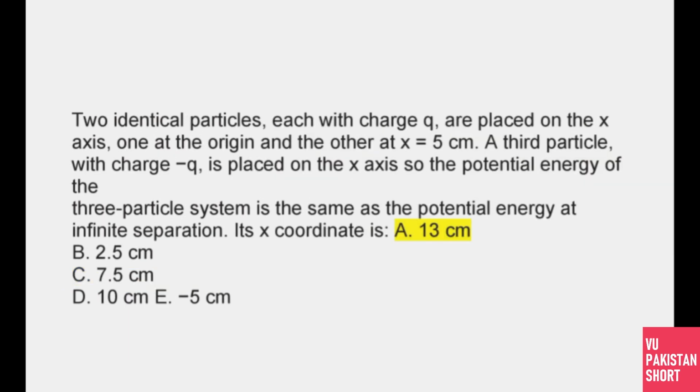अब identical particles with each charge q are placed on the x-axis, one at the origin and the other at x = 5 centimeter. A third particle with a charge -q is placed on the x-axis, so the potential energy of the third particle in the system, with potential energy at infinite space taken as zero, कितना होगा, 13 सेंटीमीटर के बराबर वो बनेगी.